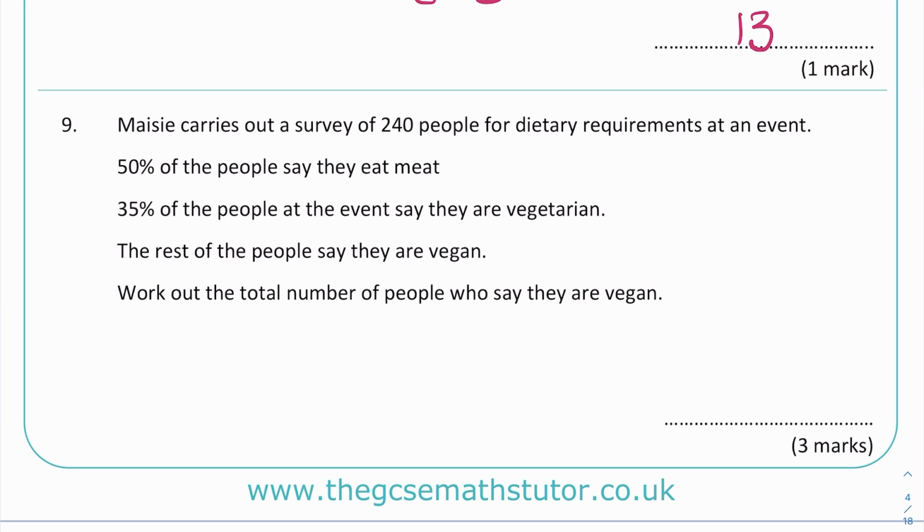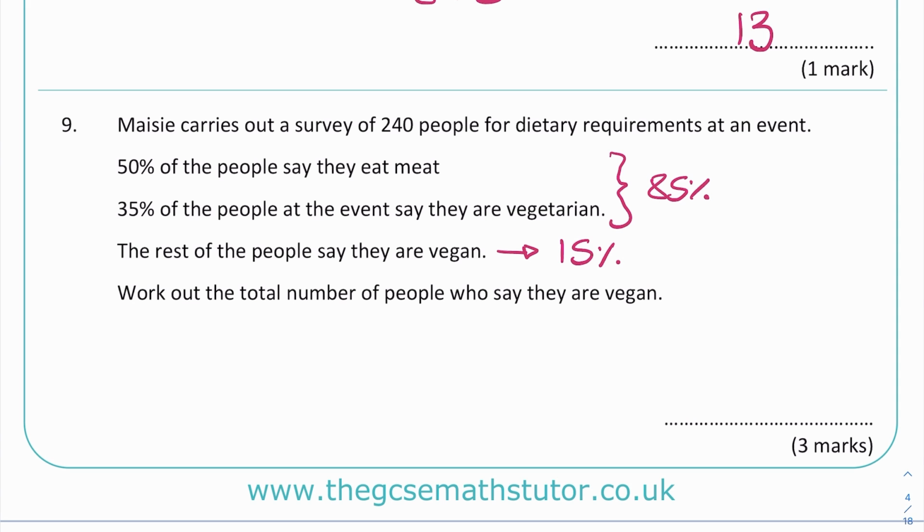Question 9. Maisie carries out a survey of 240 people for dietary requirements at an event. 50% of the people say they eat meat, 35% of the people say they are vegetarian, the rest of the people say they are vegan. Work out the total number of people who say they are vegan. Well, we could either work out these separately, so I could work out the 50% and the 35%, or I can think of that as a total percentage. Now 50 plus 35 is 85%. And that means the rest of the people that are vegan would be 15% of the people, as they've got to add up to 100%.